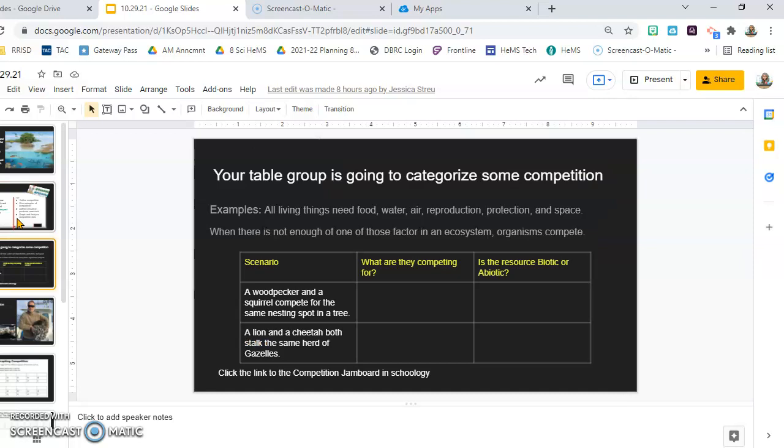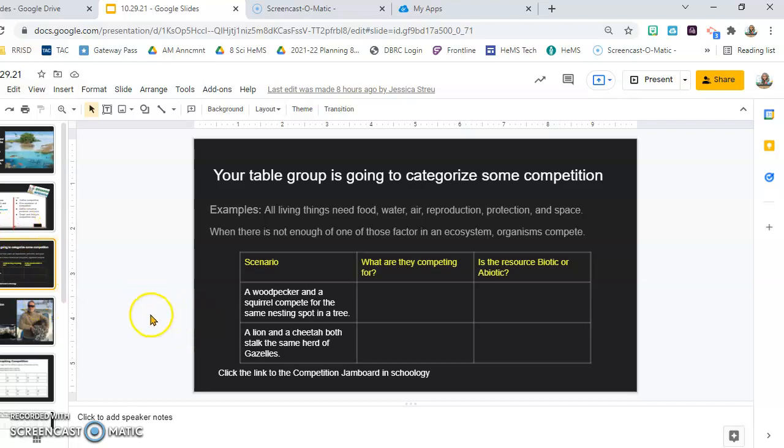So here we did a Jamboard. We are going to categorize some competition. Remember, every living thing needs food, water, air, has the ability to reproduce, and needs protection or space or shelter. When there's not enough, organisms compete.